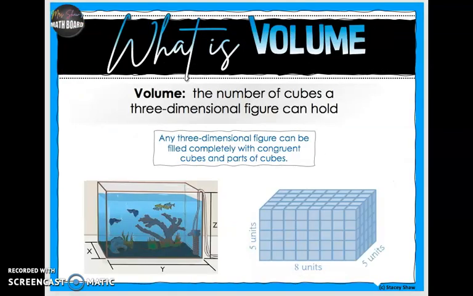So what is volume? Volume is the number of cubes a three-dimensional figure can hold. So if we had this fish tank, it would be how many cubes could we put inside of the fish tank? So any three-dimensional figure can be filled completely with congruent cubes and parts of cubes. So that is what volume is, how many cubes could you put in that figure.